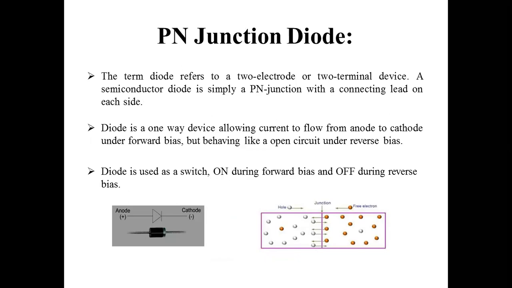Next, using P and N type material, when you bring them near to the junction, it creates a PN junction. Why is the PN junction diode called a two electrode or two terminal device? It is called a diode, and it has one side the anode and the other side the cathode. The P side is the positive terminal, and it is the anode. The N side material is negative, and it is considered the cathode. Current flows in one direction only, and the diode is used as a switch: it is on whenever it is forward biased, and off whenever it is reverse biased.